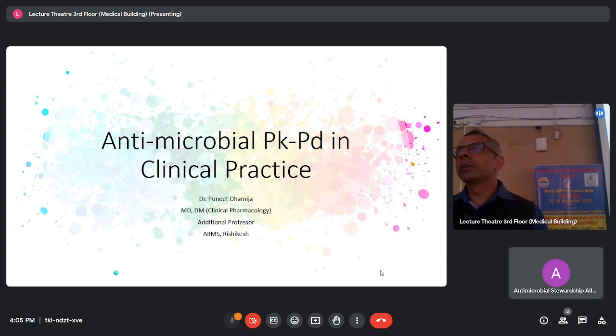MIC based reporting is that MIC reports are for one individual agent. It is sensitive, intermediate, or resistant to a particular antibiotic. It does not check whether the combinations can be given or not. It does not give the report if you are using combinations of antibiotics. So that is another fallacy of modifying regimens or selecting antibiotics just on the basis of MIC based reporting. You can go for combinations.